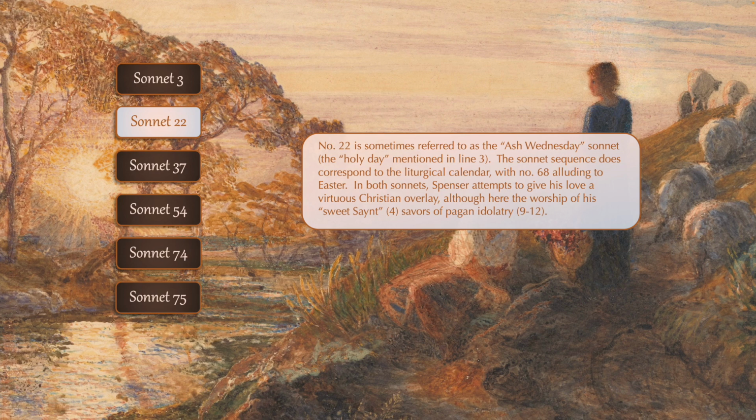But in both these sonnets, number 22 and number 68, Spenser attempts to give his love this virtuous Christian overlay, although here in number 22, the worship of his sweet saint certainly savors of pagan idolatry. And I think that it is enough that it would have made some of his readers, particularly Protestant readers, uncomfortable.